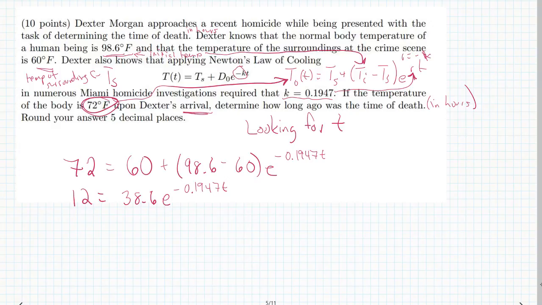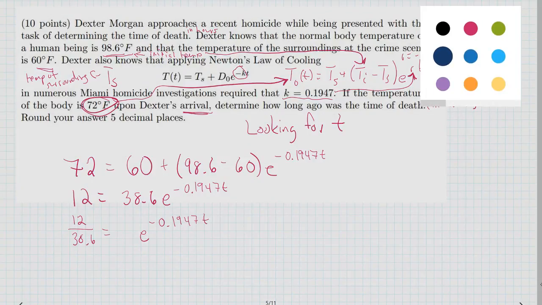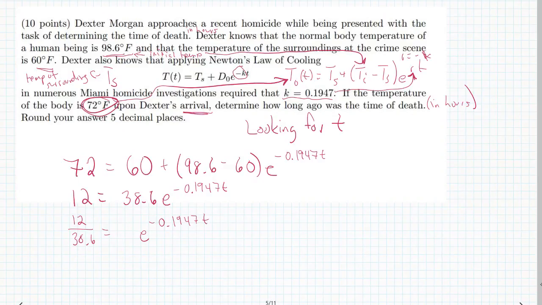Now we want to isolate the e, so we still have that 38.6. We've got to divide both sides by that. So 12 divided by 38.6 equals e to the negative 0.1947 t. Now, moving forward from there, what do we do?